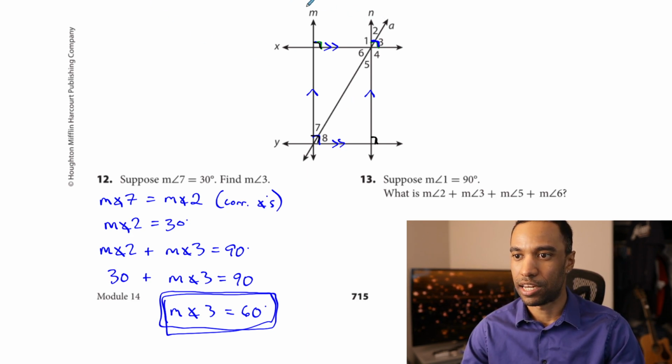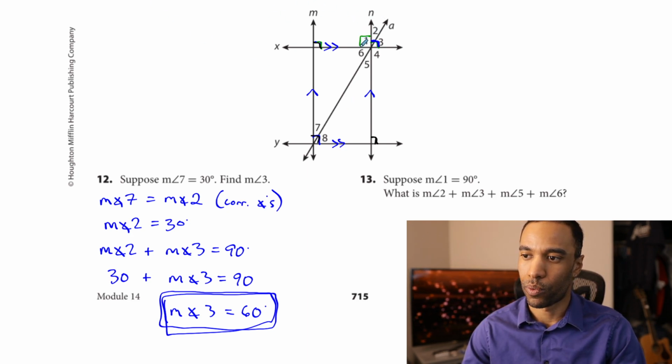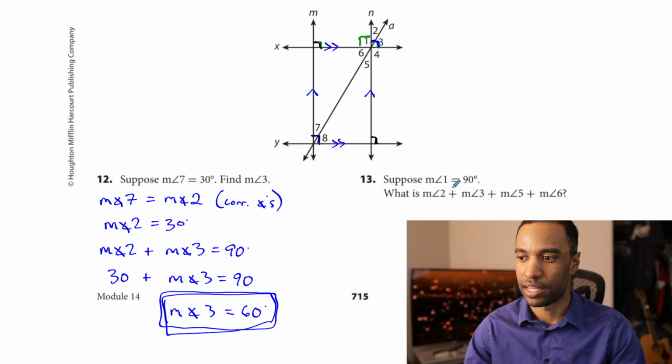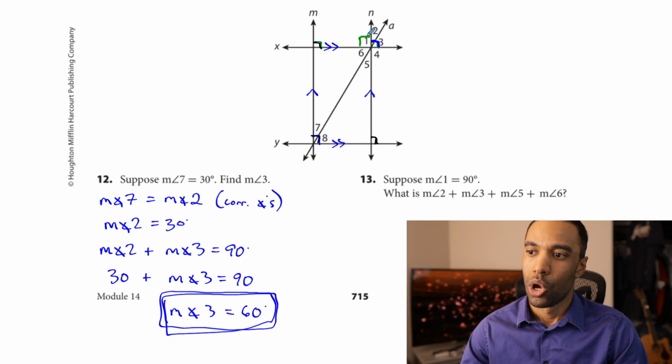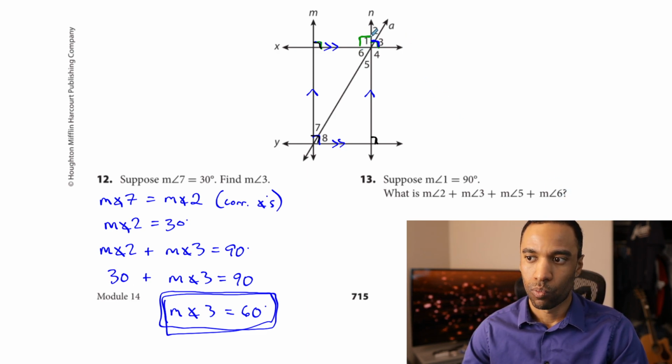Suppose measure of angle 1 is 90 degrees. Okay, at least that follows suit with what I drew before. If this is 90, that's 90. What is measure of angle 2 plus measure of angle 3 plus measure of angle 5 plus measure of angle 6? Well, 1 is 90, and 1 makes a linear pair with the 2 and 3 conjoined.